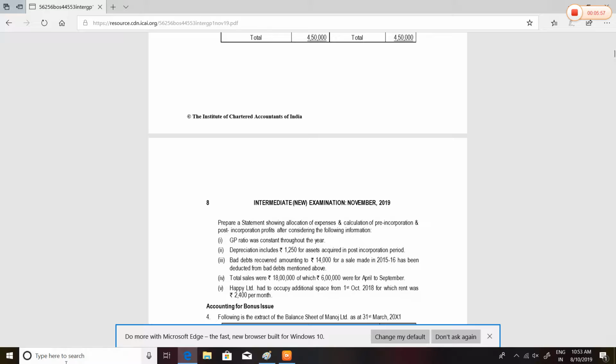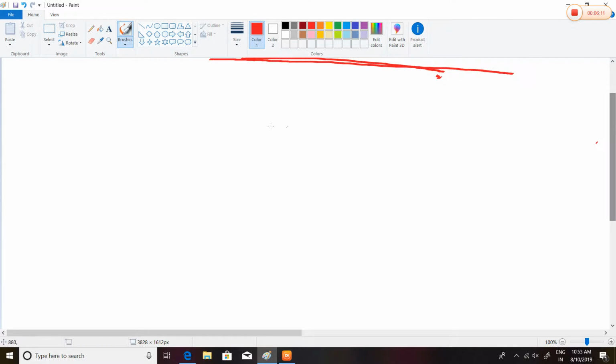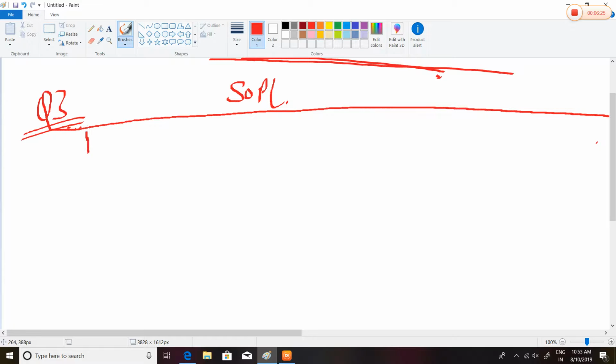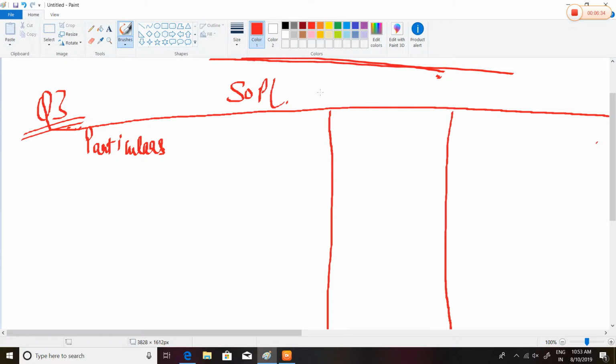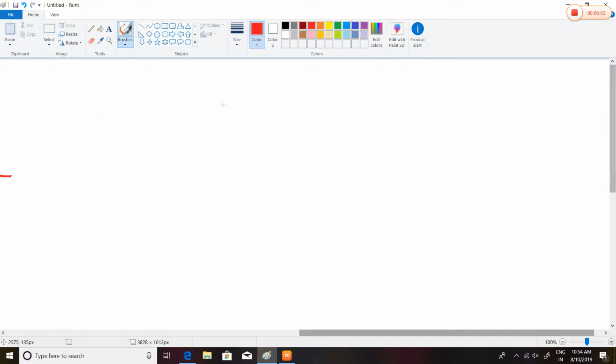Let's start. I'm starting with question number 3. Statement of profit and loss. Particulars. Pre-incorporation and post-incorporation. See, we are going to calculate firstly what? Sales ratio. Working notes. Calculation of sales ratio.